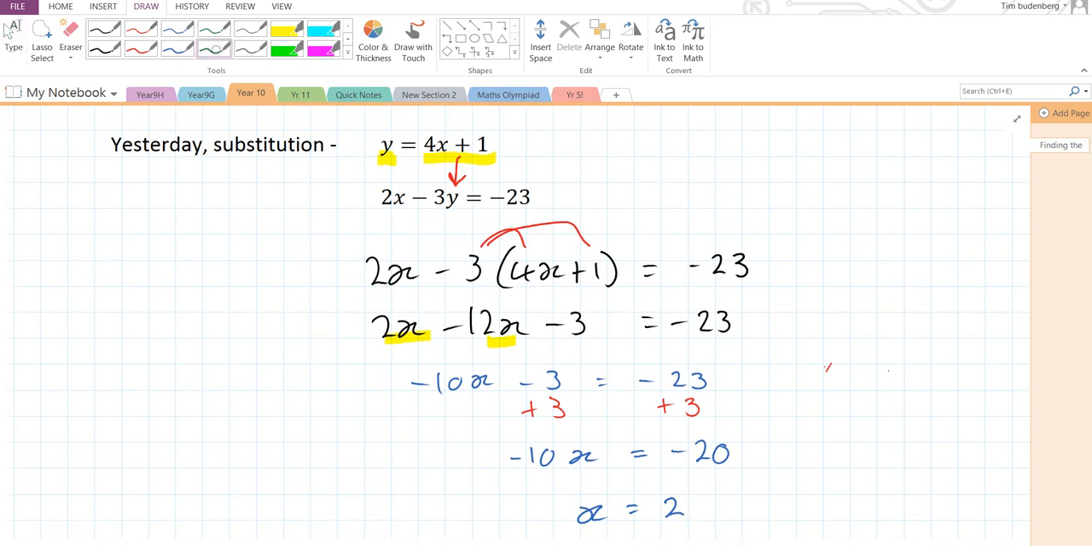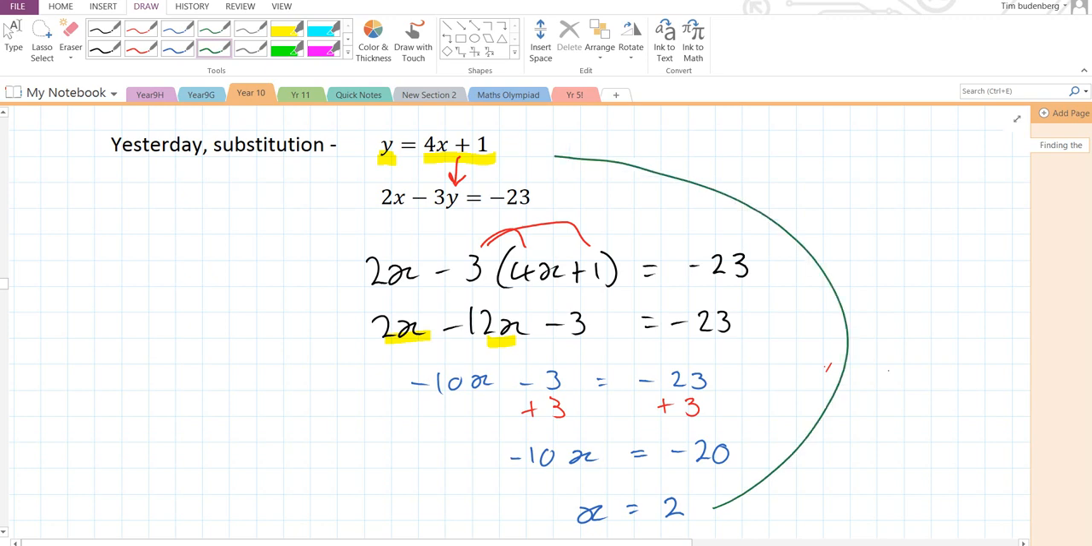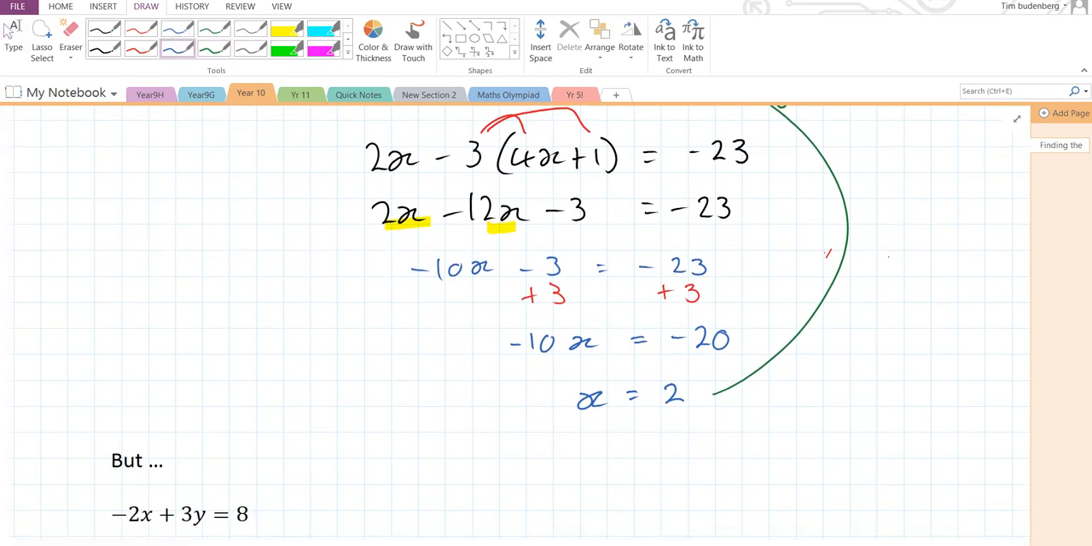So what we do is we take this value of x, we substitute it back into this equation, and we can say that y is equal to 4 lots of 2 plus 1, or that y is equal to 9. So our point of intersection will occur at (2, 9). And you can check that graphically if you wish.